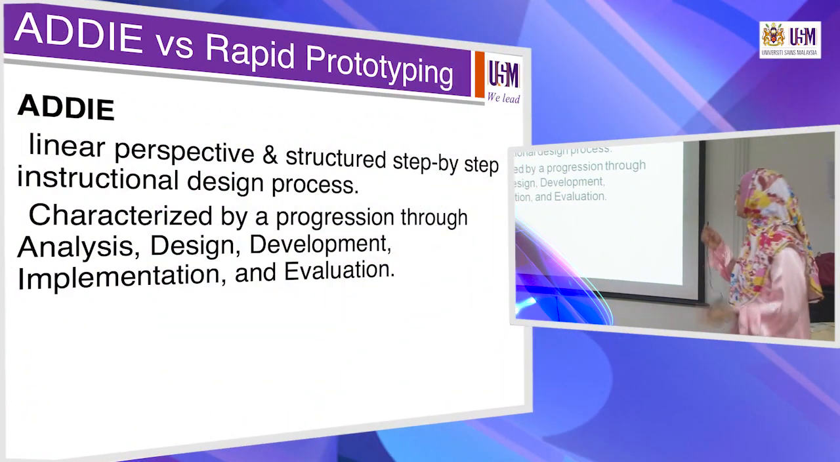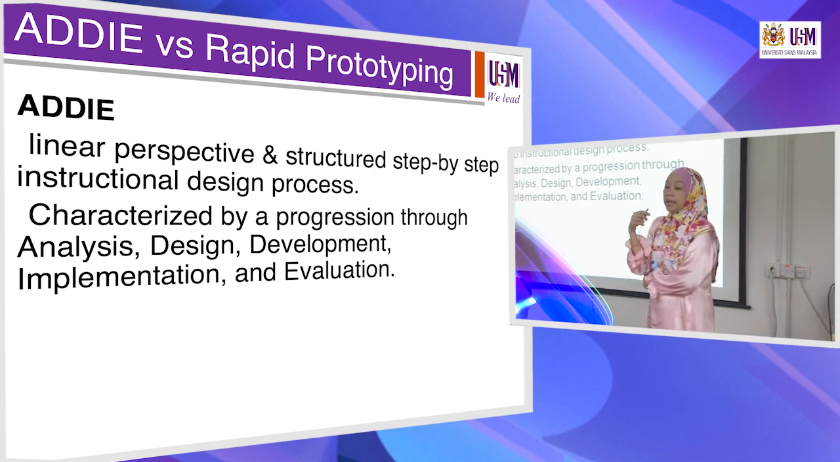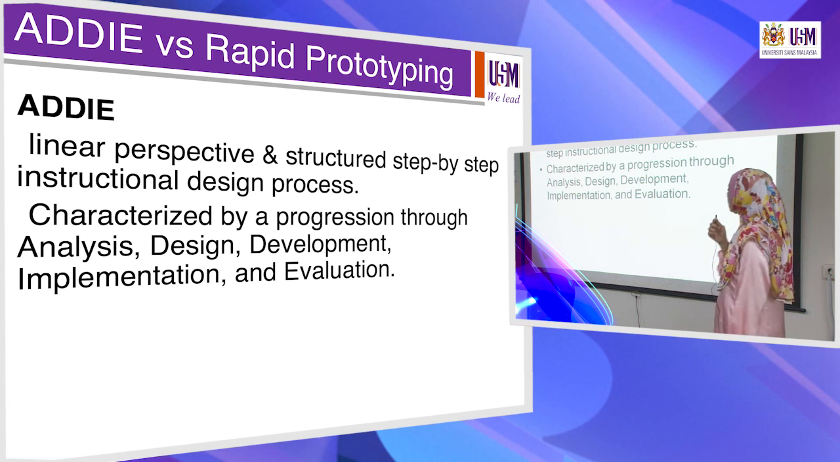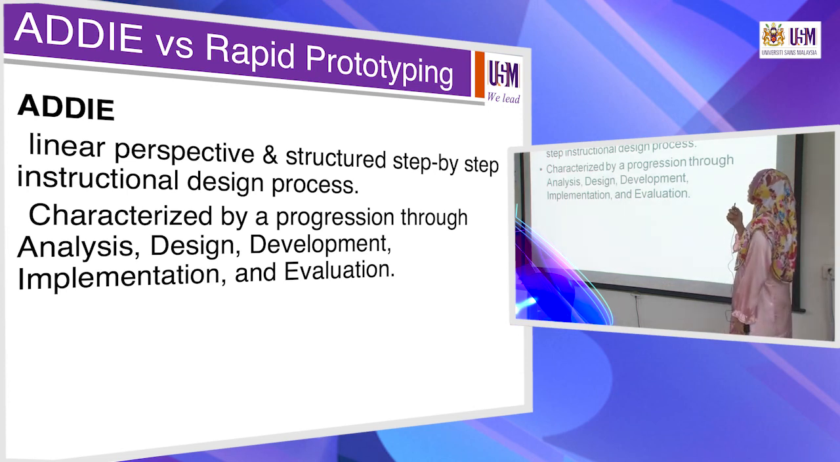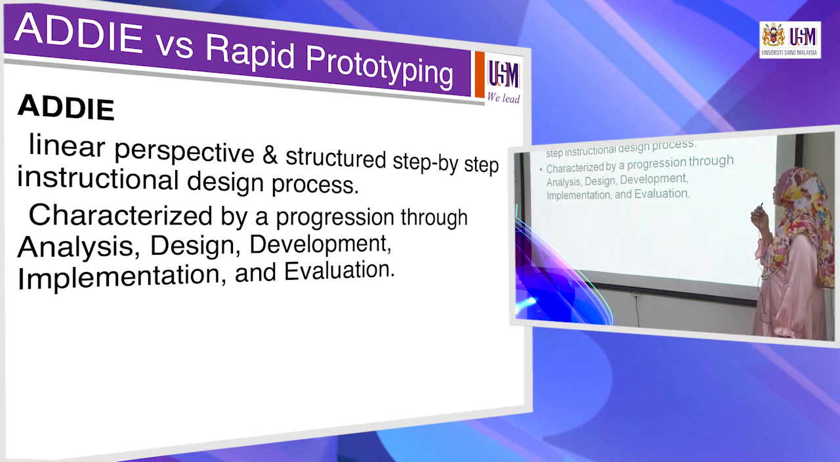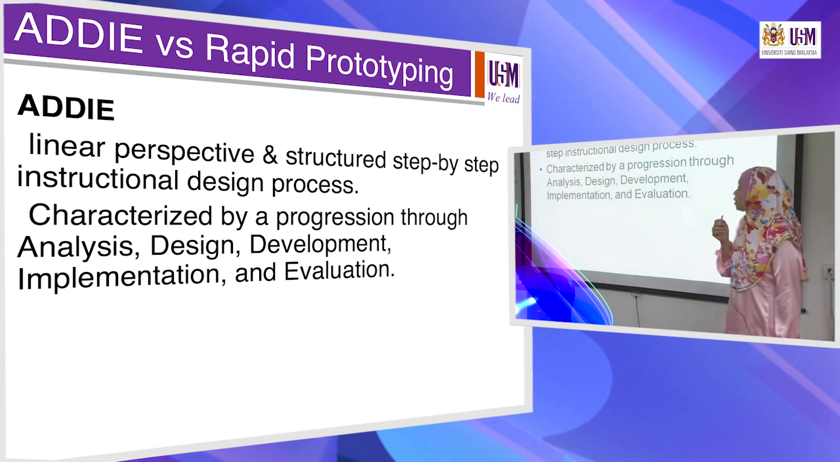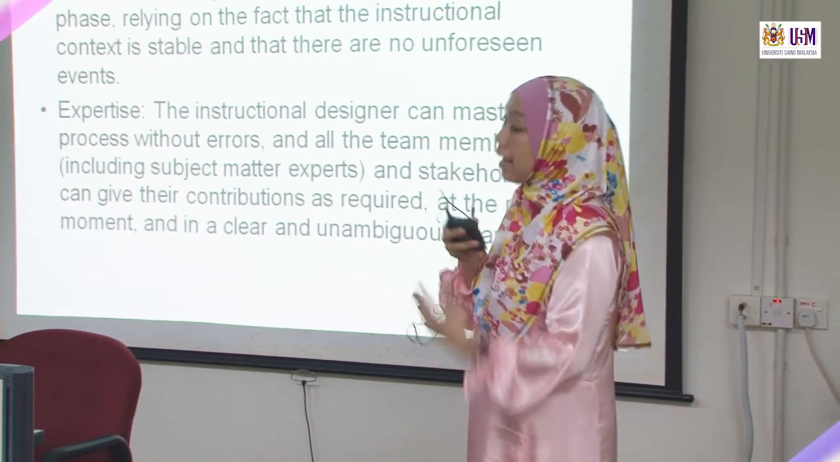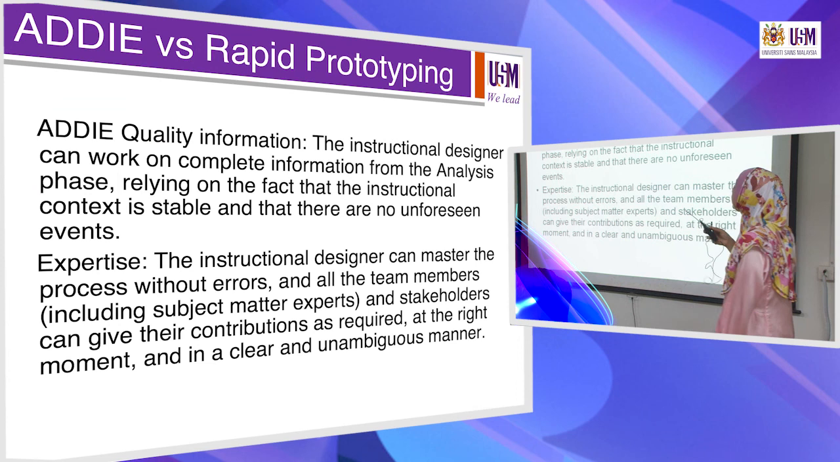So I try to choose one, ADDIE for example, versus rapid prototyping. ADDIE is a linear perspective, and a structured step-by-step instructional design process. Very structured. And characterized by progression through the ADDIE phases. So this is the characteristic of ADDIE. Although it is classic, although it is linear, it has quality information.